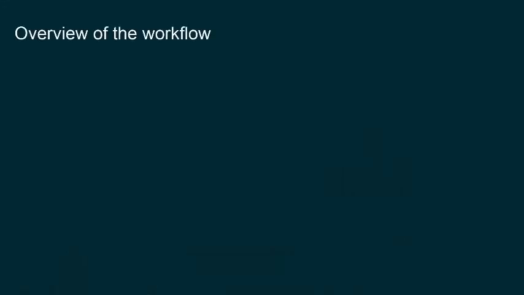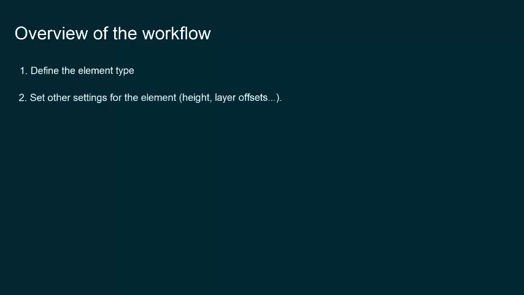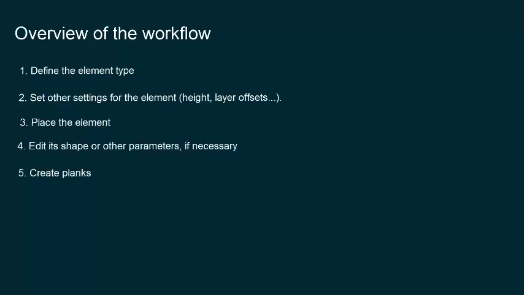So to sum up, in ArchiFrame, the workflow is to first define an element type, then set settings for the element, for example the height, layer offsets, and so on, then place the element, and edit its shape further if required, and finally to create planks. The idea is to minimize manual work on editing individual planks. So really, the elements exist to help you work more efficiently.